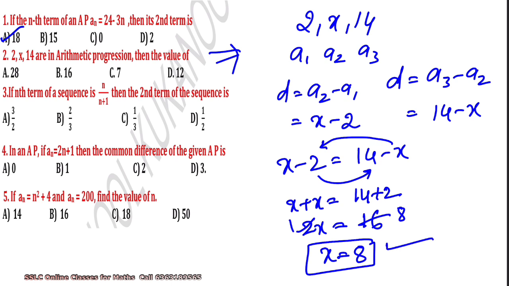As we can see, 2, x, 14. If x is 8, what is the series going to be? 2, 8, 14. See, 2 plus 6, it is 8. 8 plus 6, it is 14. It means what? Our answer is correct, but the options given here are wrong, right? So the answer has to be x equal to 8. Fine.